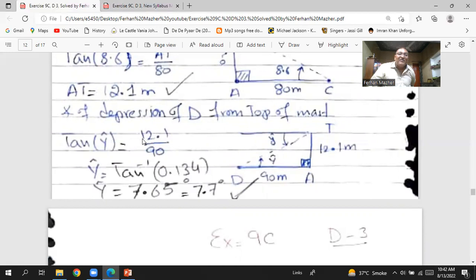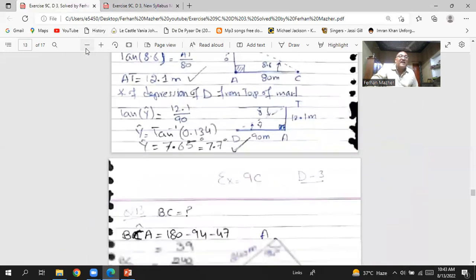So the tan of phi will be 12.1 divided by 90. So phi will be tan inverse of 0.134, and that will be 7.65. When you round it off, that will be 7.7. So the angle of elevation of the T from the D will be 7.7, and the angle of depression of the D from the T will also be the same, 7.7. So this is how you will do this question.